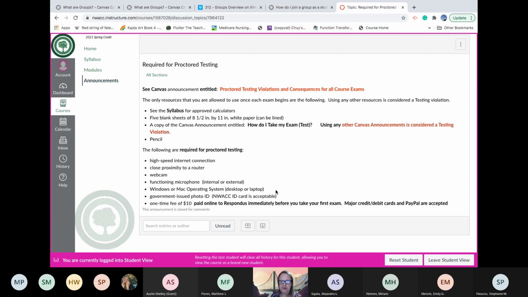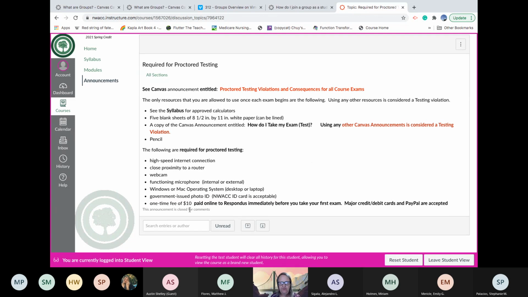Windows or Mac operating system, government issued photo ID. Please use the one that you uploaded to Canvas, because if for whatever reason you don't get a good picture of that government issued photo ID on test day, chances are pretty high that I can go to Canvas and look at that same ID, and then usually there's some identifying information like your license number or something that I can match without having to contact you and without having to slow down the return of the graded tests.